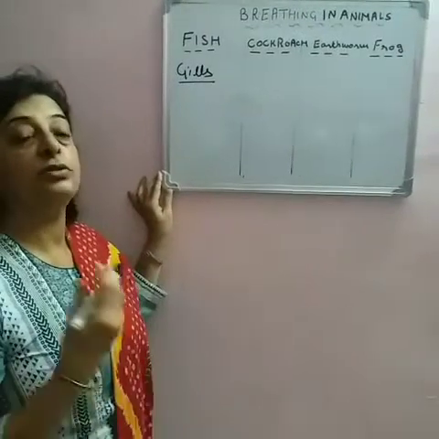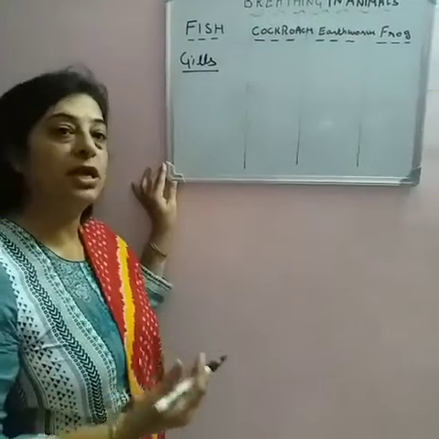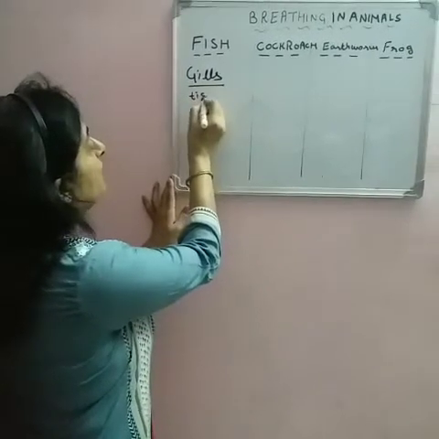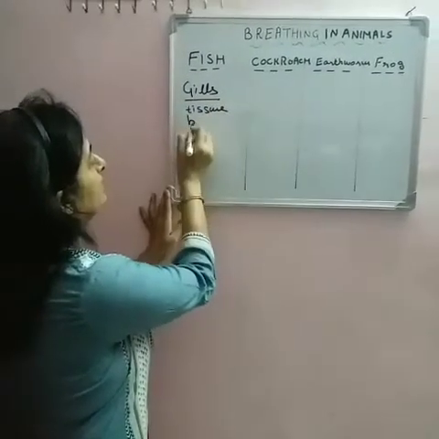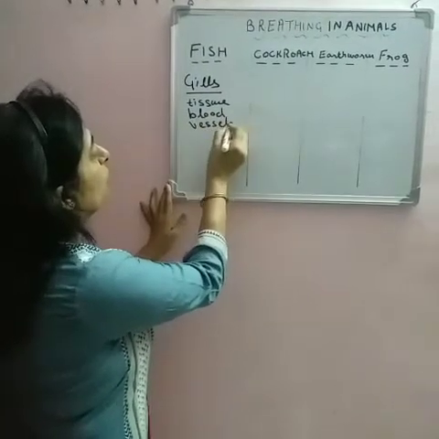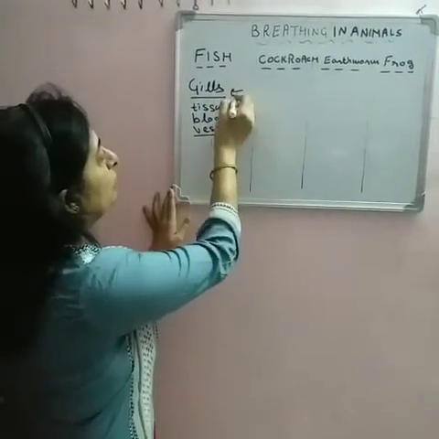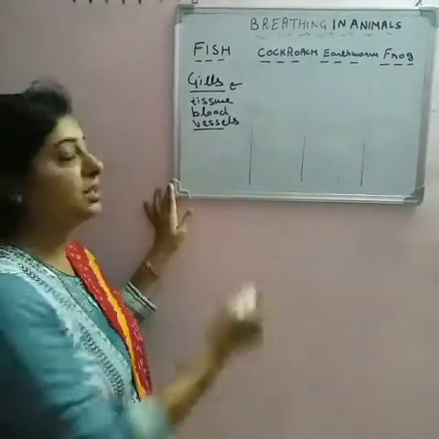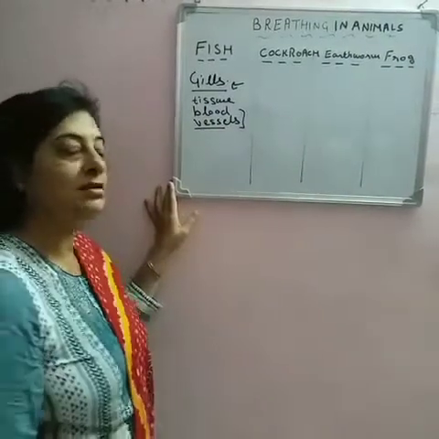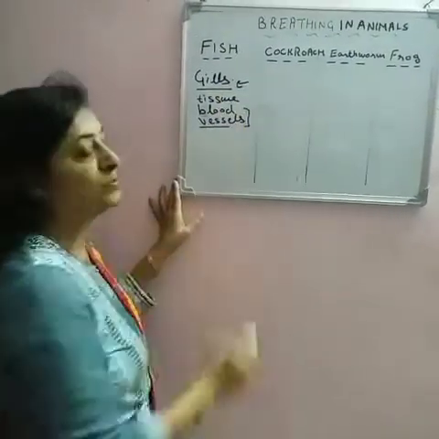Gills are projections on their body and they have a network of blood vessels. With the help of these blood vessels, the oxygen which is dissolved in water is absorbed by the gills and reaches the blood vessels. So fish breathe with the help of gills.